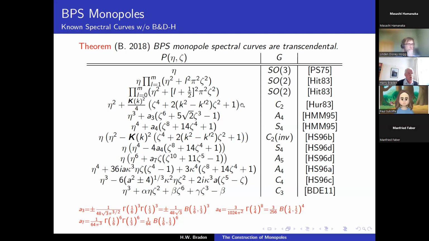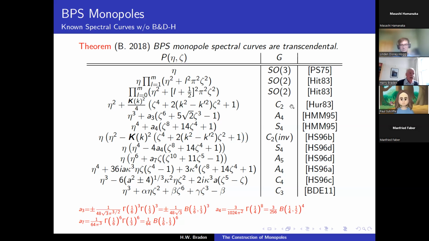Hurtubise did the charge 2 monopole. Hitchin, Manton, and Murray looked at a number of curves with Platonic symmetry. So Platonic symmetries just bring joy to your heart, and they have shown how to get spectral curves and monopoles with those symmetries. And then Houghton and Sutcliffe gave a large number of monopoles with other symmetries.